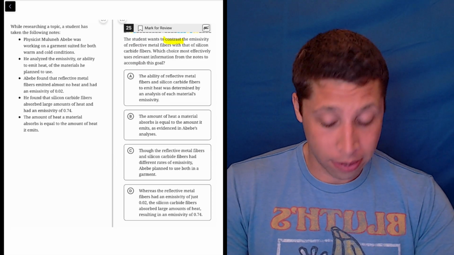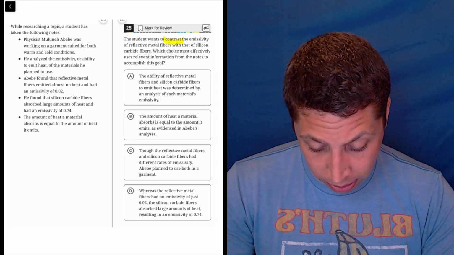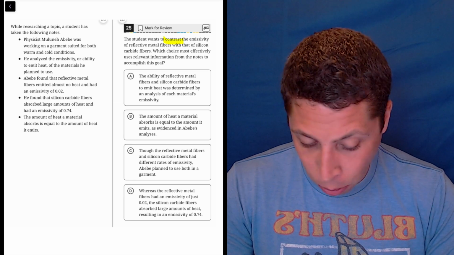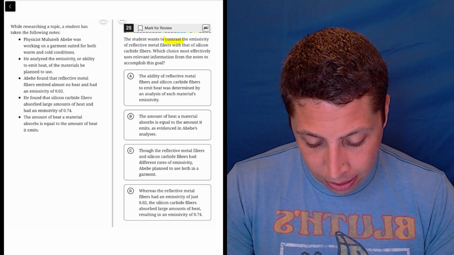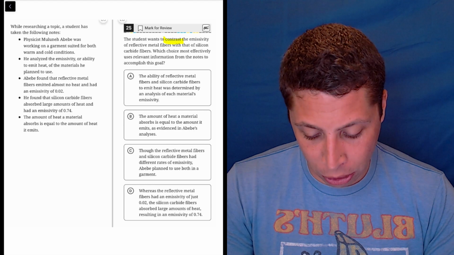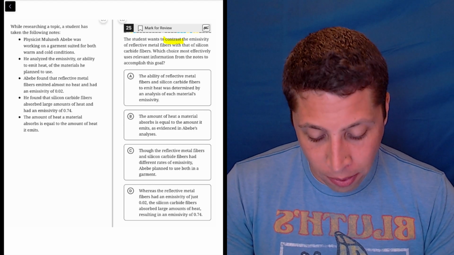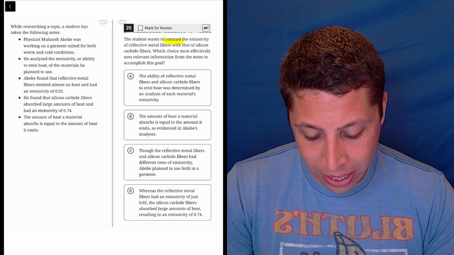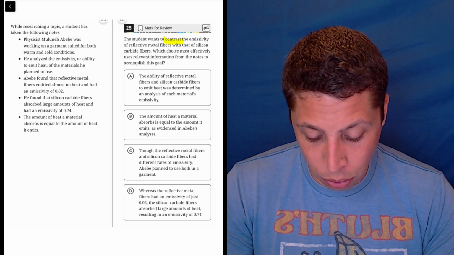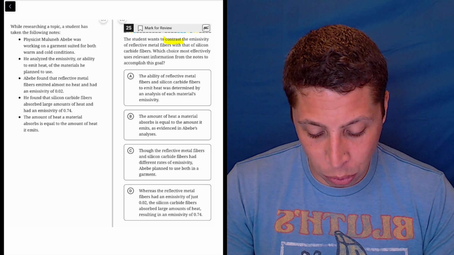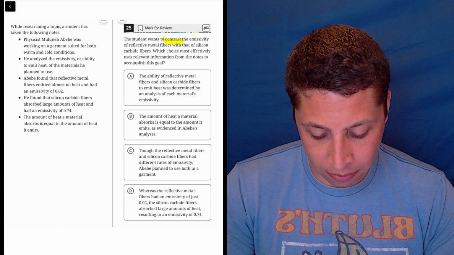Let's start with the bullets. This physicist was working on a garment suited for both warm and cold conditions. No, not a contrast. He analyzed the emissivity, or ability to emit heat, of the materials he planned to use. Okay, so that might be important. This person found that reflective metal fibers emitted almost no heat and had an emissivity of 0.02. He found that silicon carbide fibers absorbed large amounts of heat and had an emissivity of 0.74.